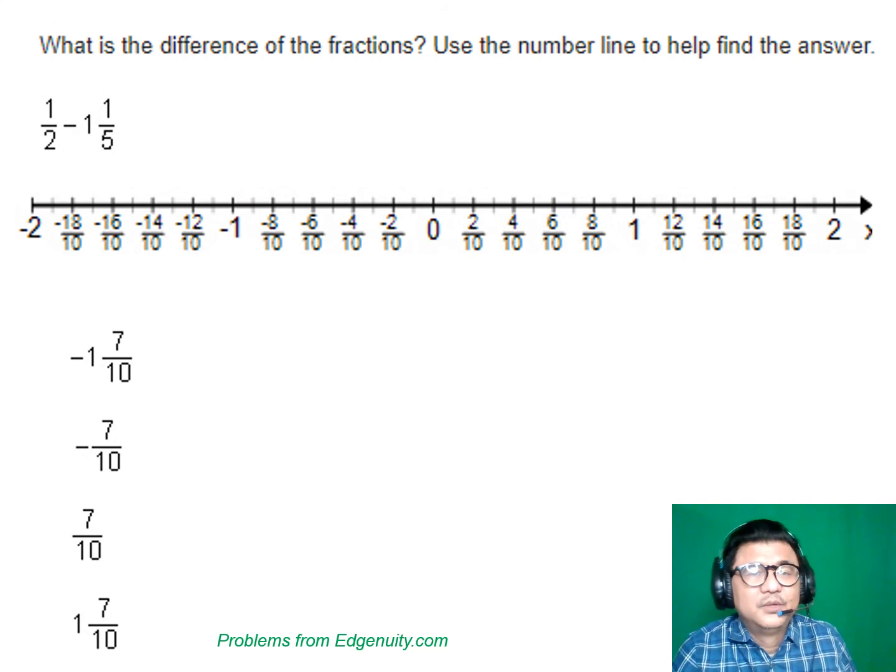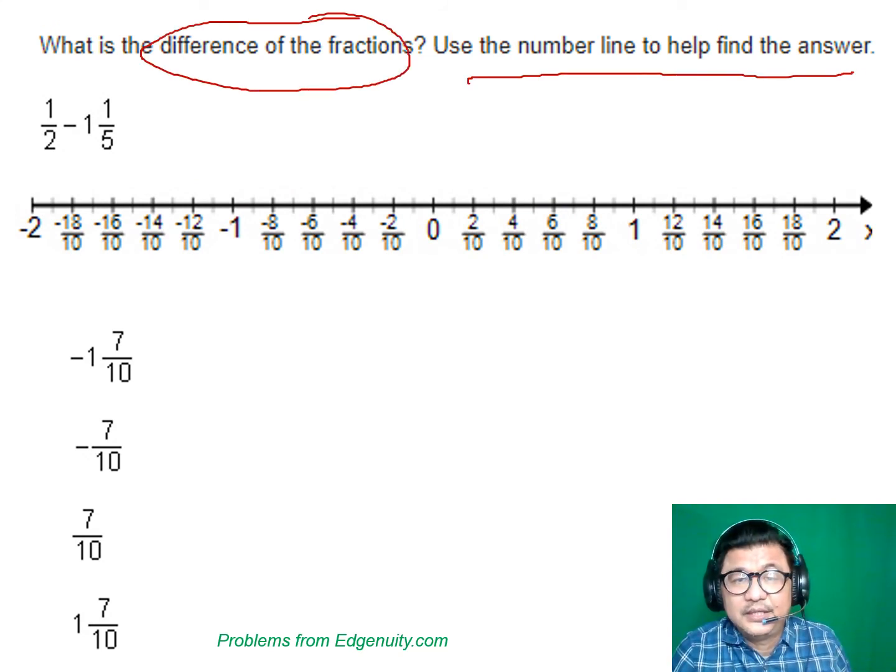Next problem. What is the difference of these fractions? Again, we have a number line to help us. Start with 0. Always start with 0. Move to 1 half. 1 half is positive. Take note, this is 1. Half would be where? It's split into 10 units, right? So 2, 4, 6, 8, 10. So the middle should be here.